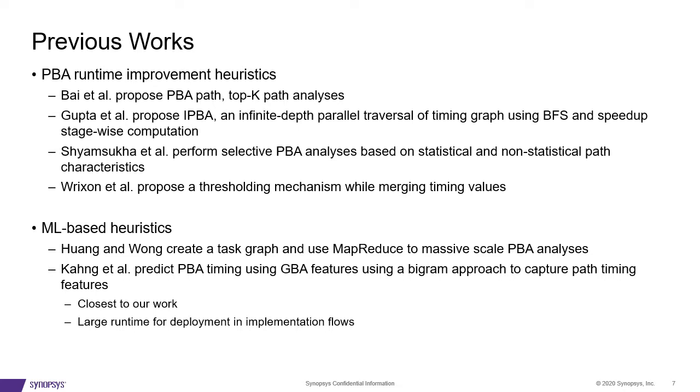The second category of works relates to ML-based heuristics. Wang and Wong create a task graph and use MapReduce to massively scale PBA analysis. Kang et al. predict PBA timing using GBA features, using a bigram approach to capture path timing features. This is the closest to our work. However, the feature extraction time is pretty large in this work and therefore can be challenging to deploy in implementation flows.